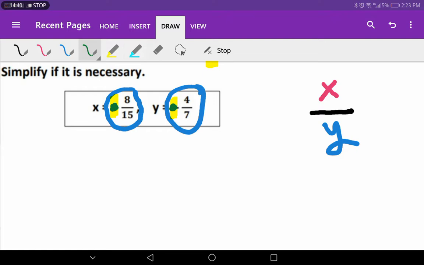Now, I will do it in both ways. The easy way, I replace the x by 8 over 15, and I will replace the y by 4 over 7, this one. Okay, you will get a weird form or shape or something new for you, but it is easy. This is the easy way.